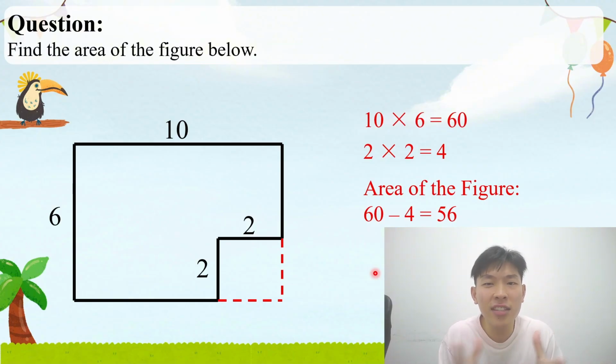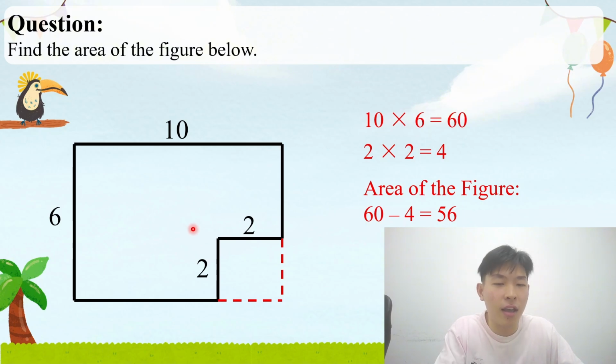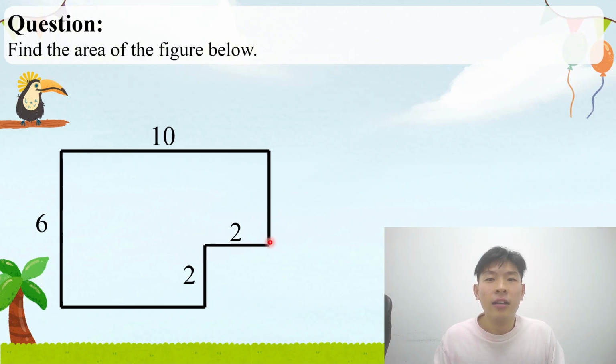So what is this concept? Now this is called whole. Take the whole area minus this blank part. Then we can find the area of this remaining one. So it's whole minus blank. Very good, everyone. Now, is there another way that we can solve this? Of course, there's another way that we can solve this.